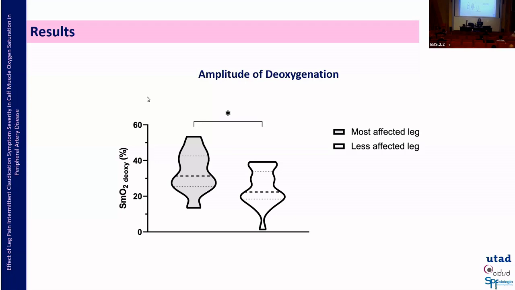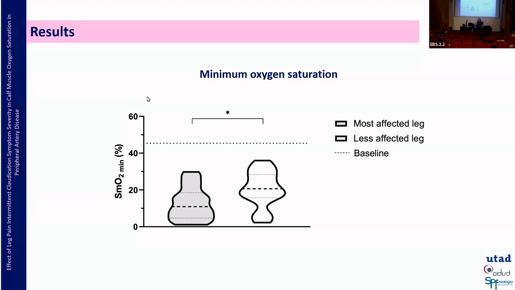And we can confirm this in the minimum oxygen saturation value achieved during the protocol. The minimum oxygen saturation is different between legs, with several participants achieving very, very low values during the protocol. Perhaps it could be important to say that this minimum value in some participants is achieved in the first level of intensity, in the first load, and in others a little bit later.